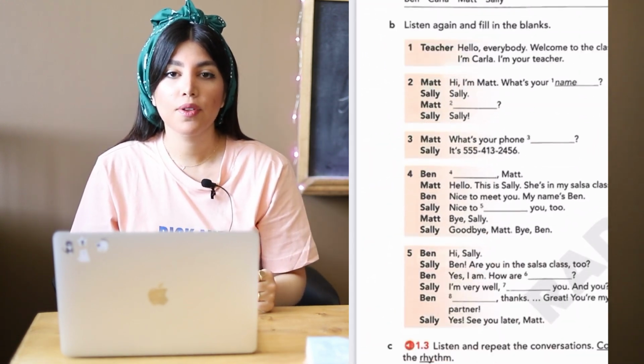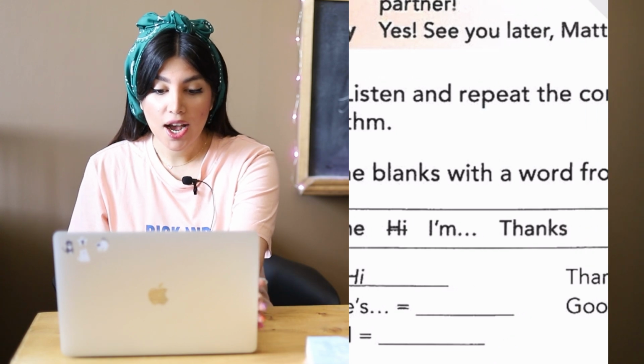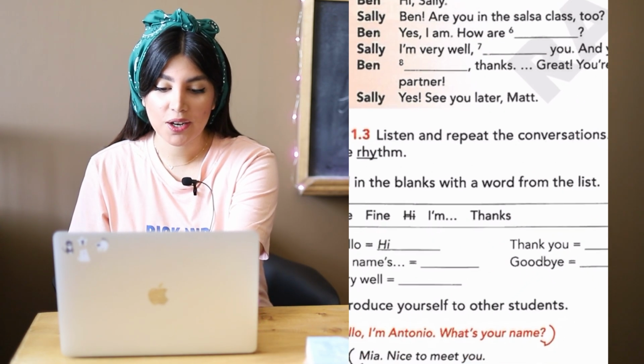So let's move on to the next part, D, and it says again, fill in the blanks with a word from the list. Okay, as you can see, we have a list, and in this list we have the words bye, fine, hi, and thanks. So let's see. Instead of hello, as an example for you, it has written hi, right? Hello, or we can say hi.